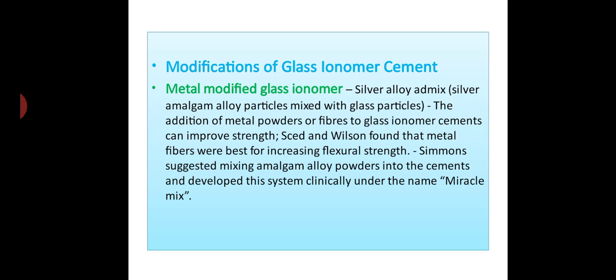Modified glass ionomer cements. Metal modified glass ionomer: silver alloy admixed, where silver amalgam alloy particles are mixed with glass particles. The addition of metal powders or fibers to glass ionomer cements can improve strength. Sweet and Wilson found that metal fibers were best for increasing flexural strength. Simmons suggested mixing amalgam alloy powder into the cement and developed this system clinically under the name of Miracle Mix.